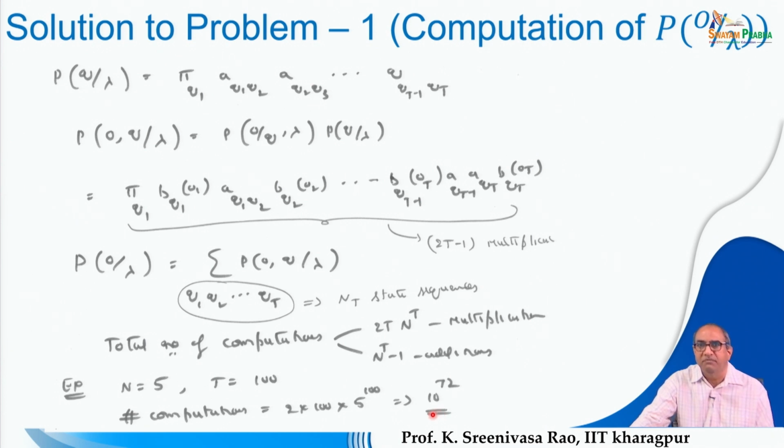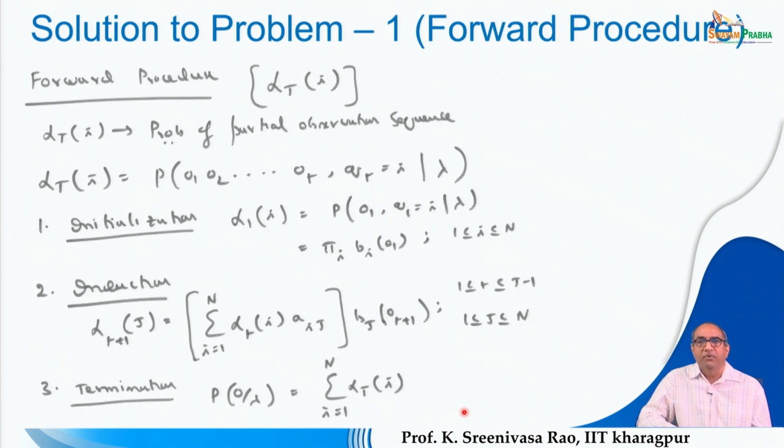So, it is simply not possible to use this way of estimation. This is not a practical direct way of estimating P of O given lambda. By considering all sequences and estimating the probability for each sequence, the number of computations involved will be 10 power 72. It is a very huge number of computations, so practically it is not possible. By using this method, we cannot solve problem 1 for recognition purposes. So, therefore, we use some other approach.